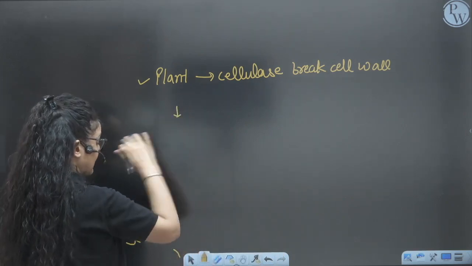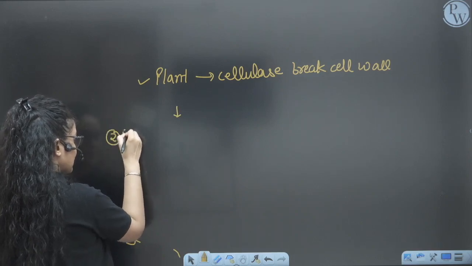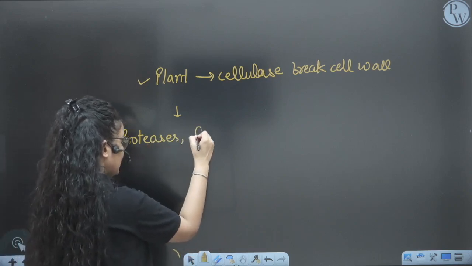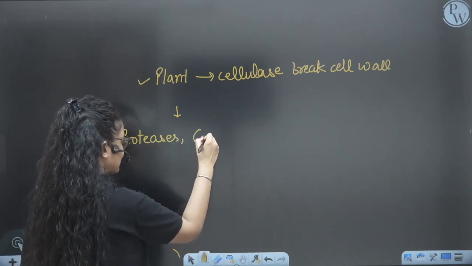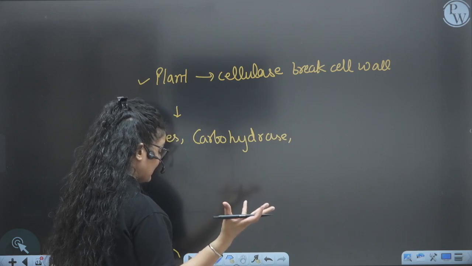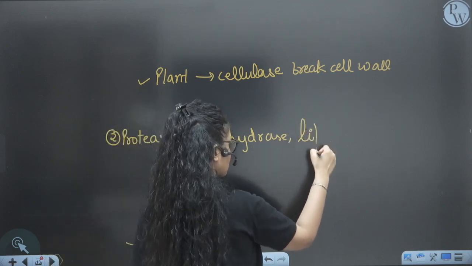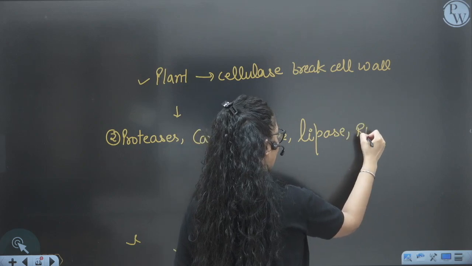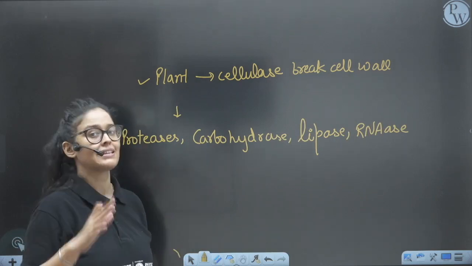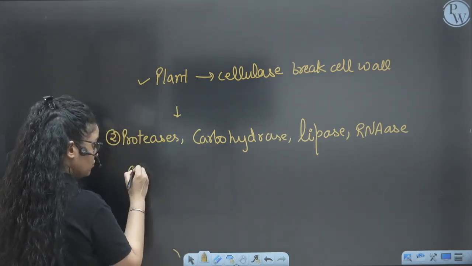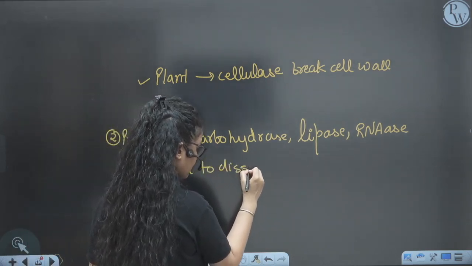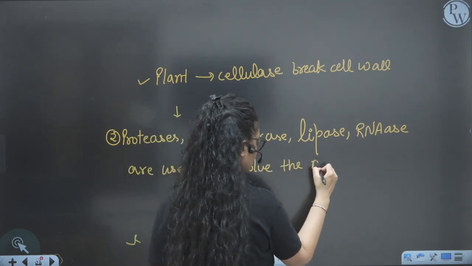After breaking down the cell wall, what is the second step? The second step will be the proteases. We will use the enzyme protease to break down the protein. We will use different types of carbohydrases to break down the carbohydrates in the cell. Apart from that, we will use lipase to break down the lipid. We will use RNase to break down the RNA. So we just dissolve everything that we don't want, right? All these enzymes are used to dissolve the macromolecules that we don't want.